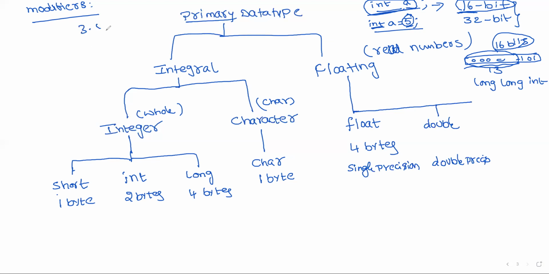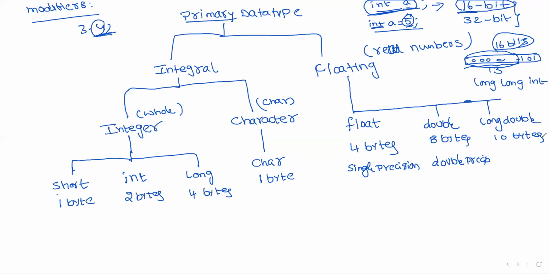So 3.4, this is called precision. How many bits? That is called precision. So to store large numbers, the size of double is 8 bytes. And again, if you need to store even larger numbers, we move to long double. The size is 10 bytes. Right? This is the general categorization of the primary data types.